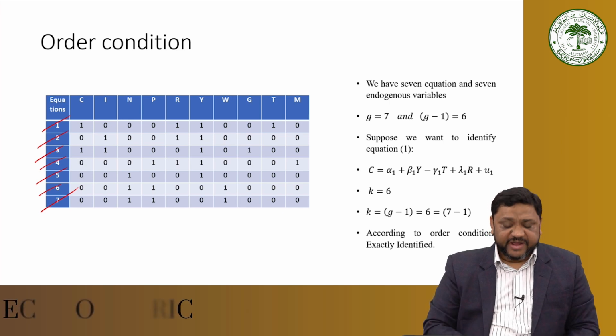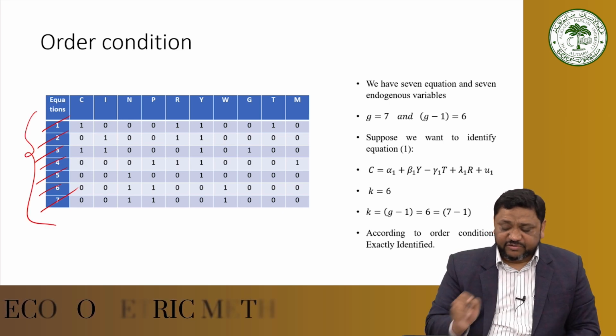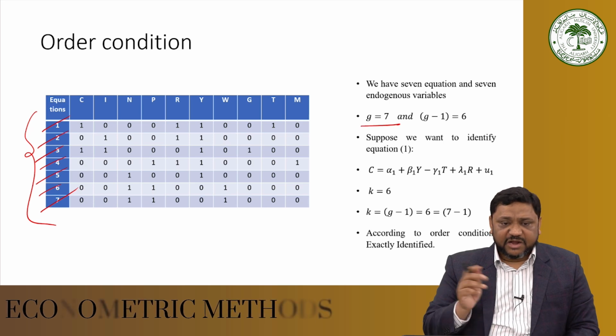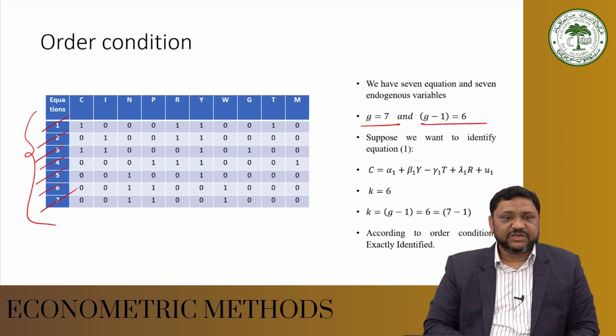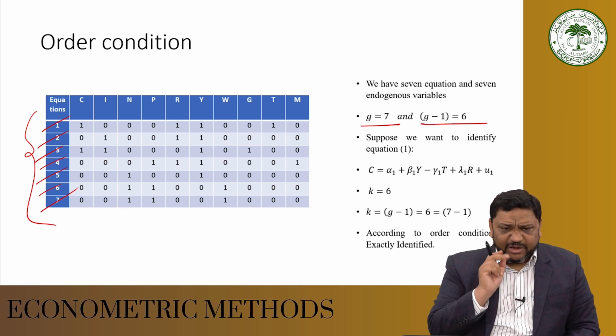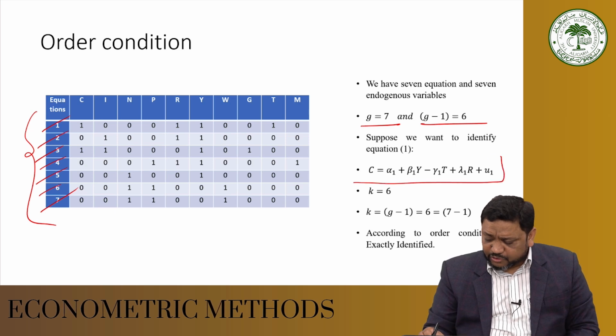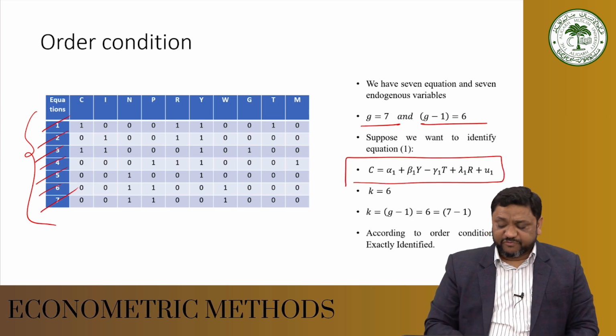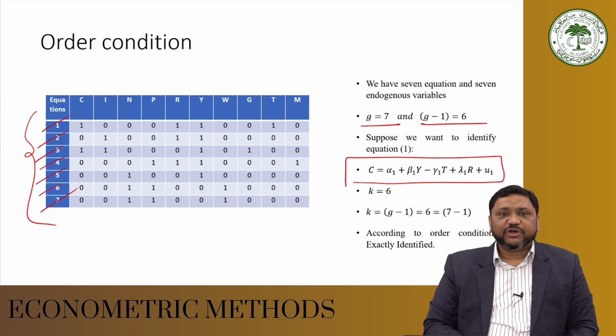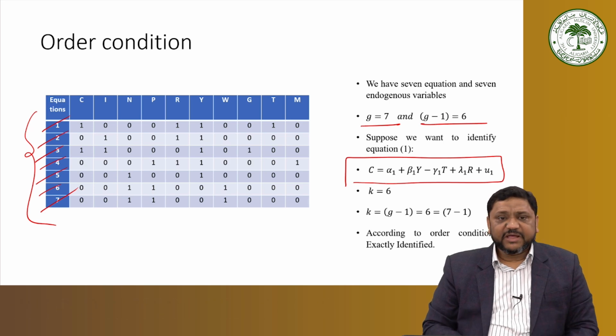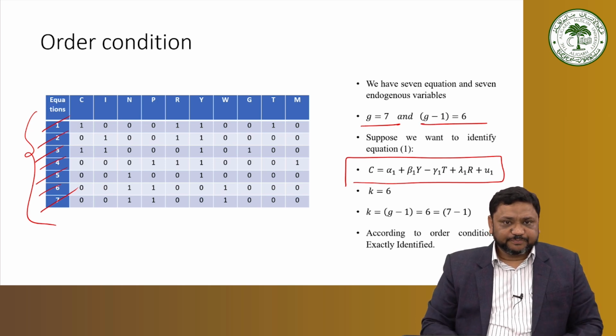7 endogenous variables. So we have G equal to 7, and in our formula we need G minus 1, that is equal to 6. Now let us take one equation. We want to do the identification of one of them. So C is equal to alpha 1 plus beta 1 Y minus gamma 1 T plus lambda 1 R plus u. Now how many K's are there?